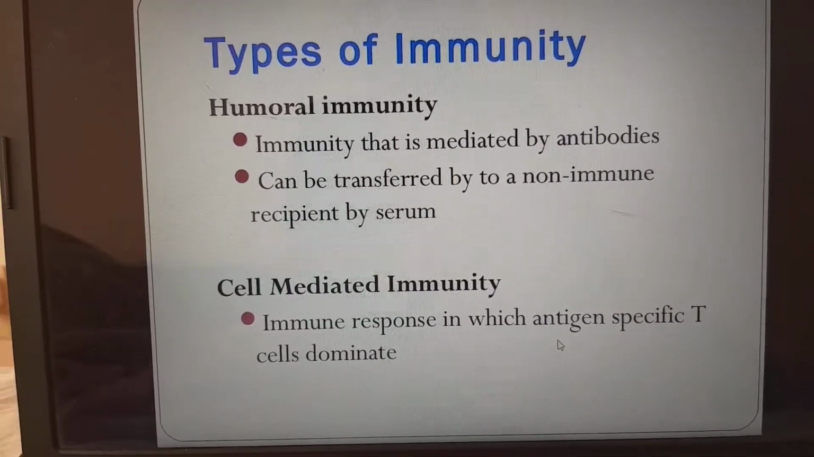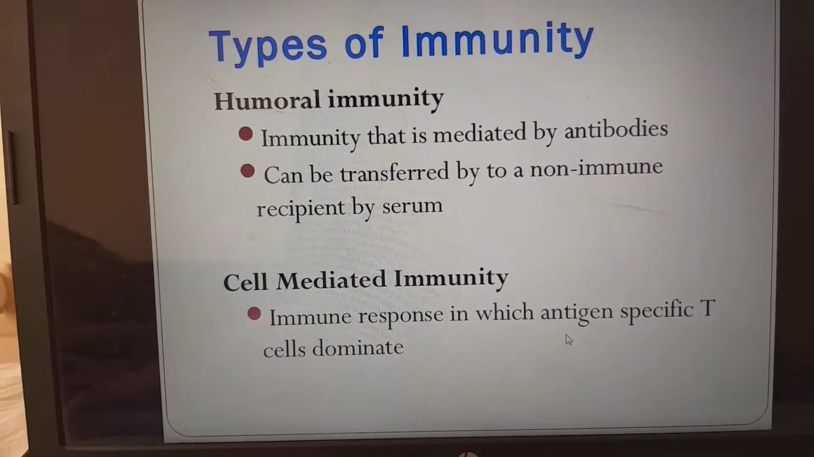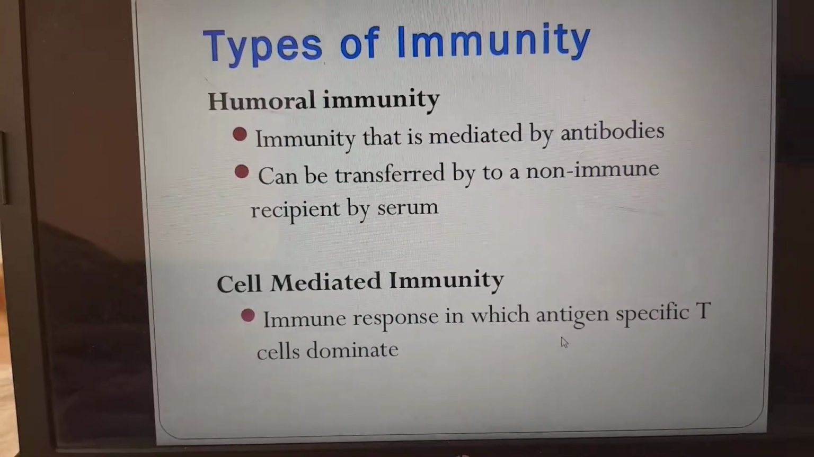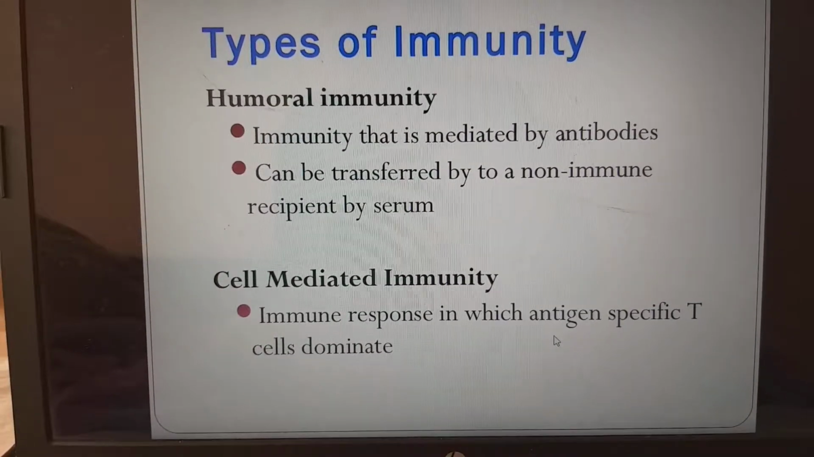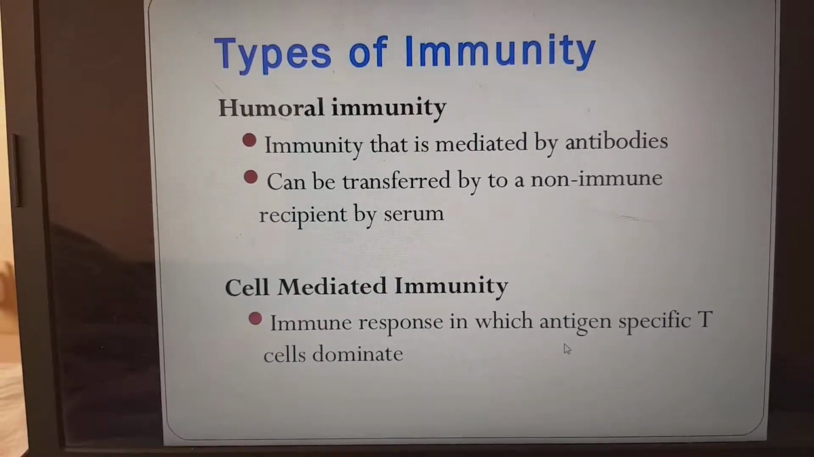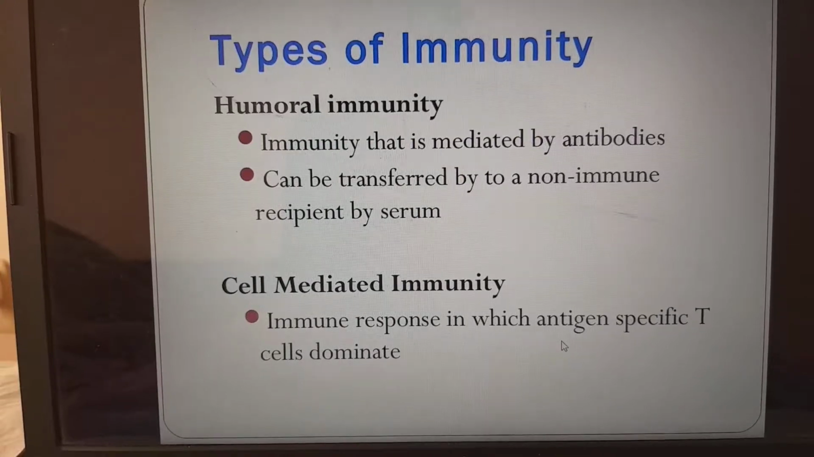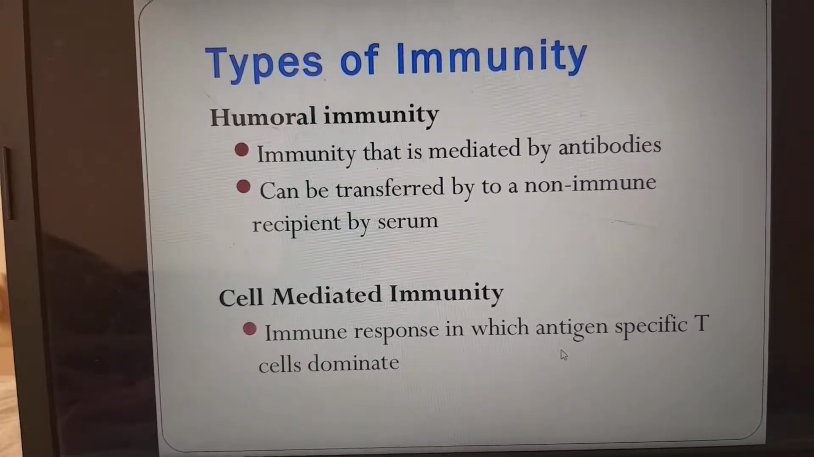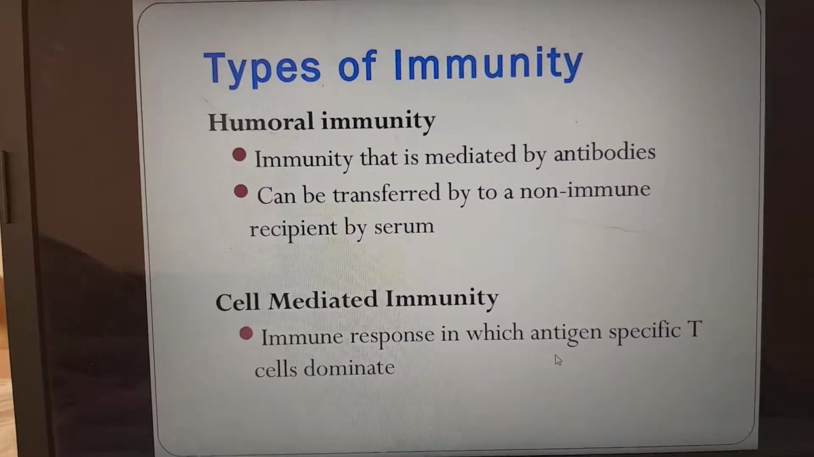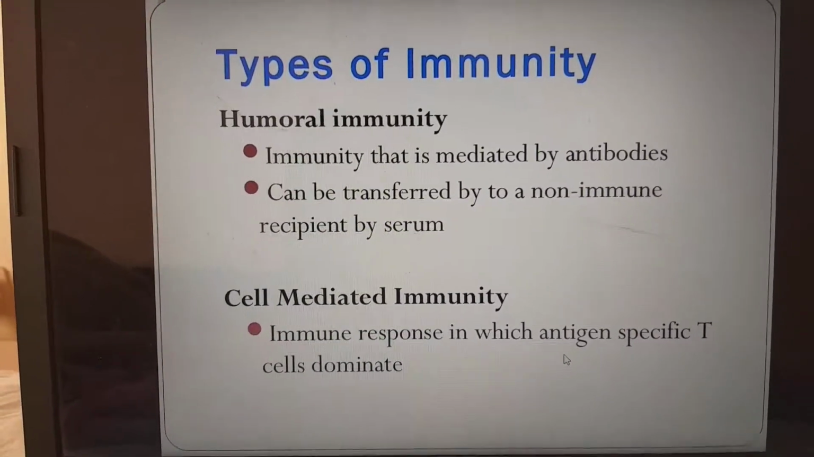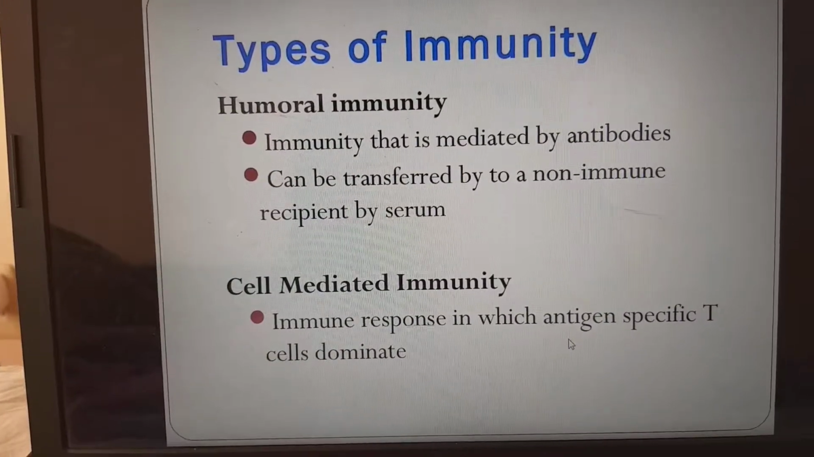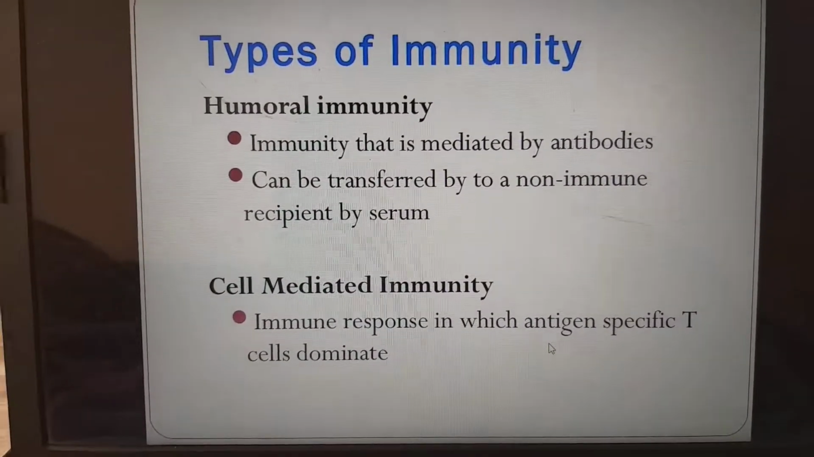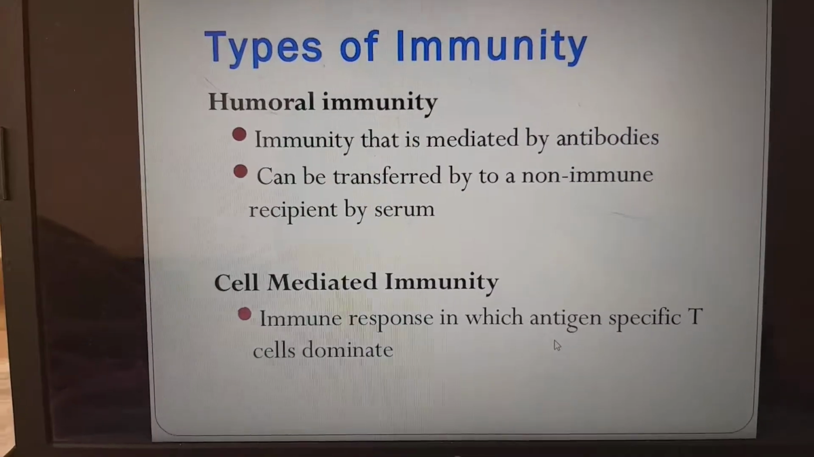Next, types of immunity: humoral immunity and cell-mediated immunity. Humoral means liquid; cell-mediated means through cells. Coming to humoral immunity, it is immunity mediated by antibodies that can be transferred to a non-immune recipient by serum. So, we can take immunity from the serum of another donor also. Cell-mediated immunity is an immune response in which antigen-specific T cells dominate. Here, the immunity is mediated by cells, for example, T cells.